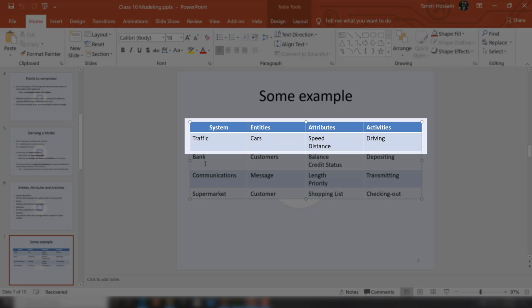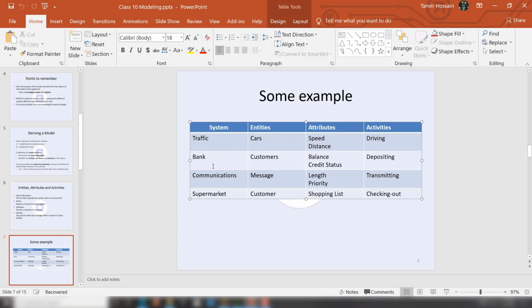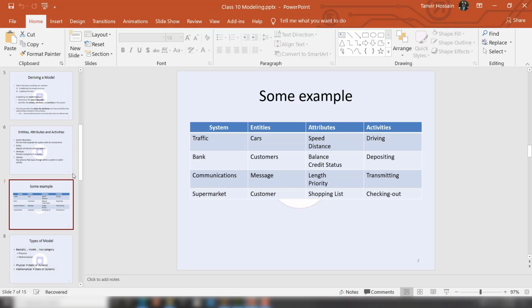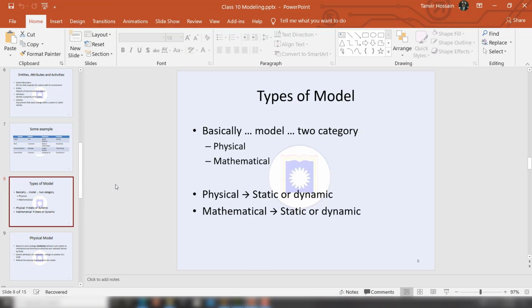So this is a simple example, and from the same perspective, if we are trying to simulate a simple system of the bank, the entities may be customers, attributes may be balance and credit status, and activities may be depositing. And as you can see, these are some more examples. So now let's try to think about the types of models.